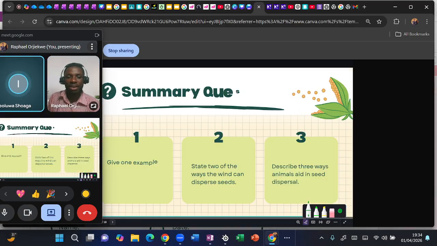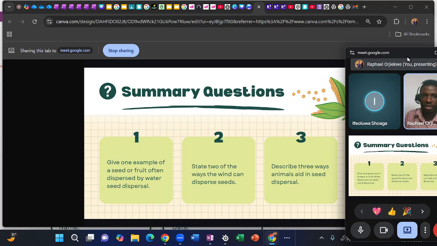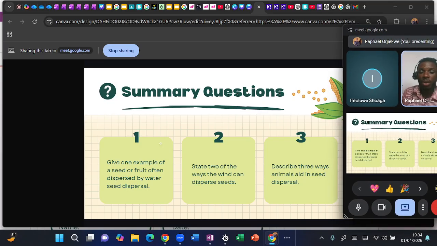Yeah. Then the very final one is summary questions. Before we go to our OneNote, we do the summary questions and call it a day. Try to answer number 1, number 2, and number 3. Give me your answer in the chat. You can see the questions on your screen. Number 1, one example. Number 2, two ways the wind can disperse seeds. Number 3, three ways animals aid in seed dispersal.